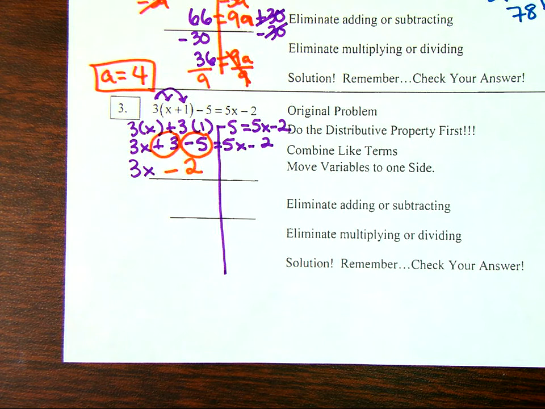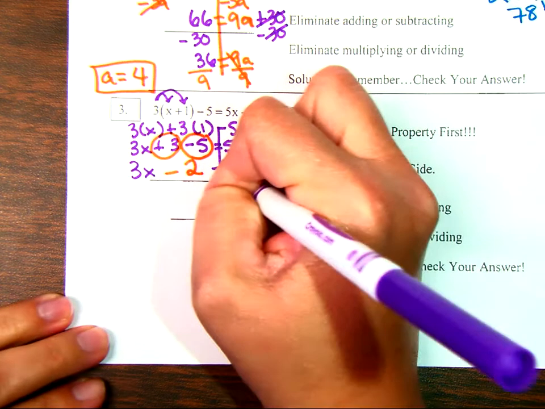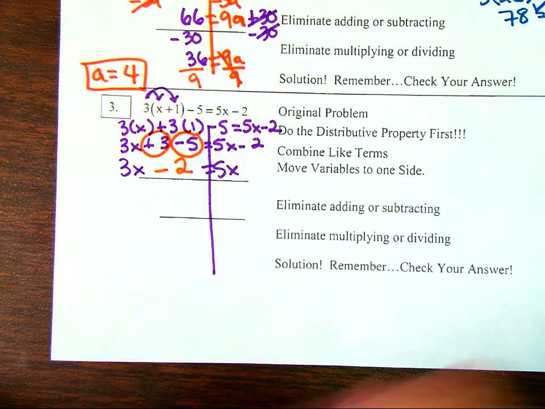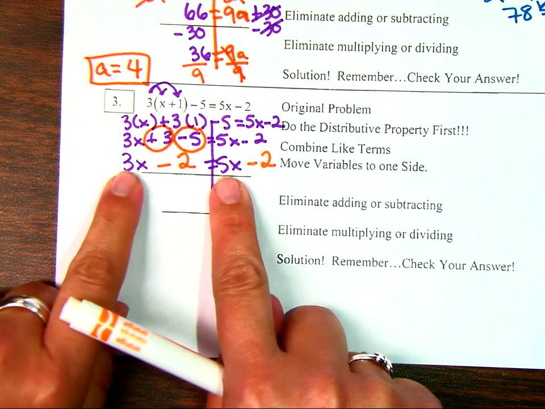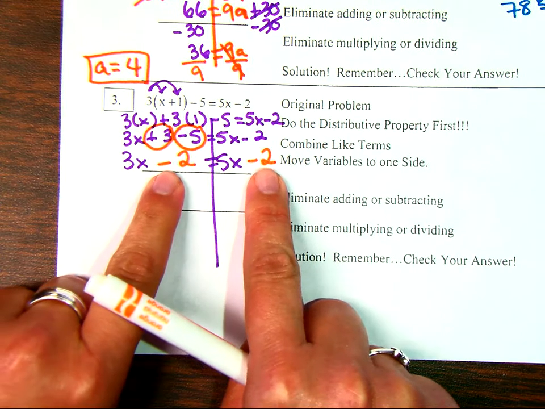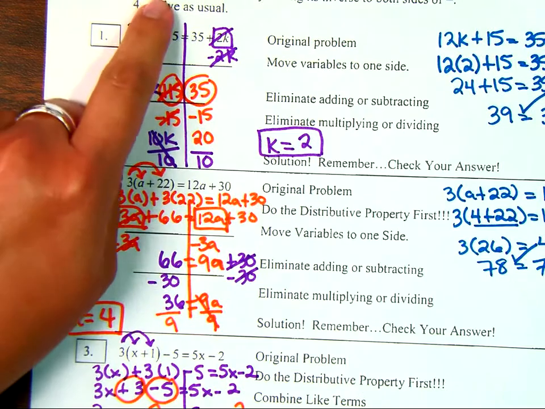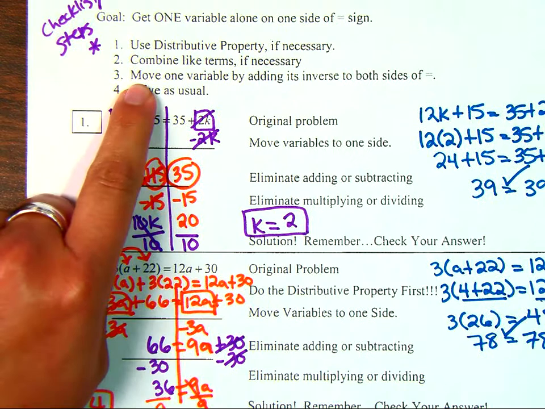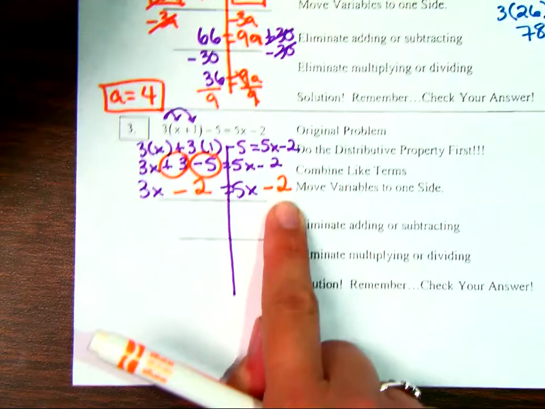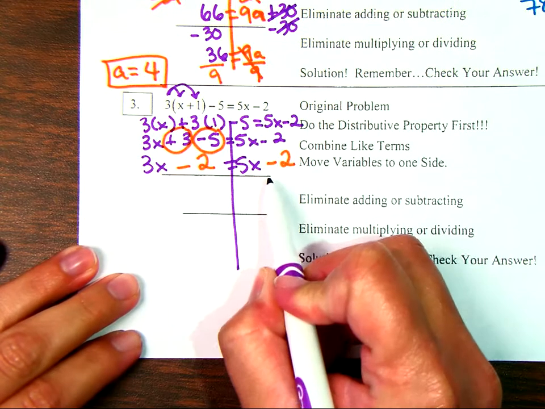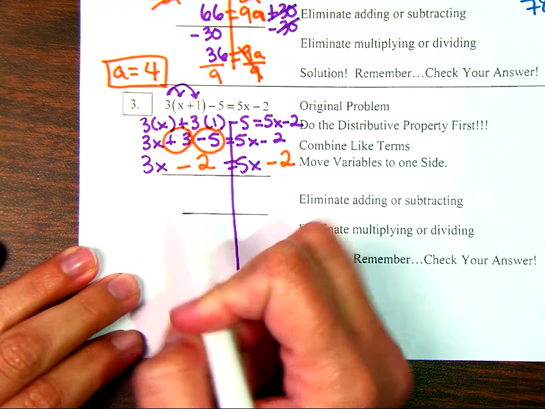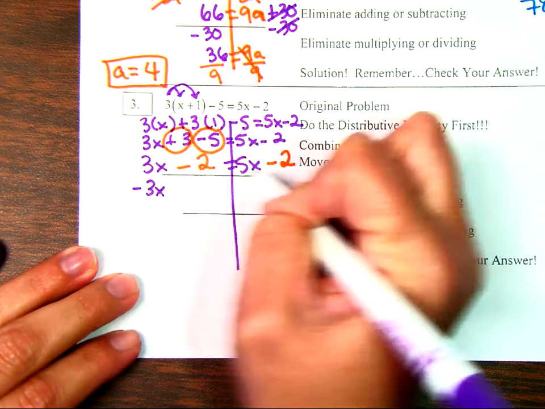And then over here we have 5x. I'm going to go ahead and change this up to this negative 2. That way I'm using different colors with the variables and with the integers. So in my third step, move one variable by adding its inverse. So we want to get those x's together. Again, I can either move the 3x's over or the 5x's. I'm going to move the 3x with a negative 3x.